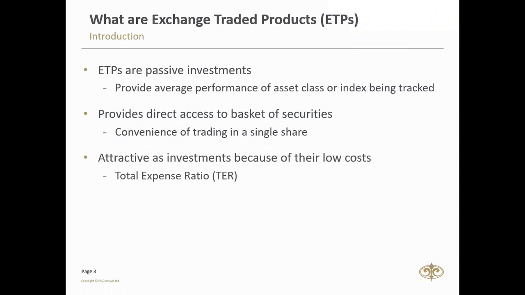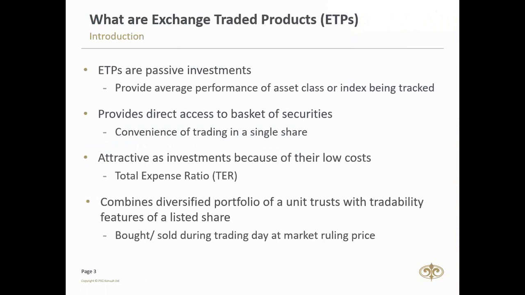We talk about total expense ratio. They have very, very low total expense ratios. That's number one. And number two, very importantly, you're getting the benefit of both worlds. You're getting the benefit of a diversified portfolio like a unit trust, but also the tradability of a listed share. They are bought and sold intraday, as opposed to a unit trust, which is priced at the end of the day, but ETPs are bought and sold anytime intraday at the market ruling price. ETFs have been around the longest.